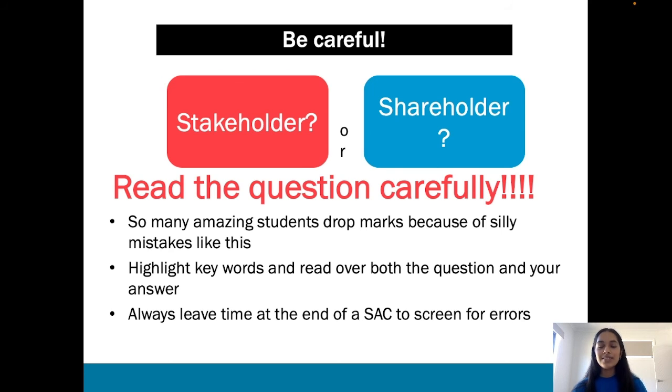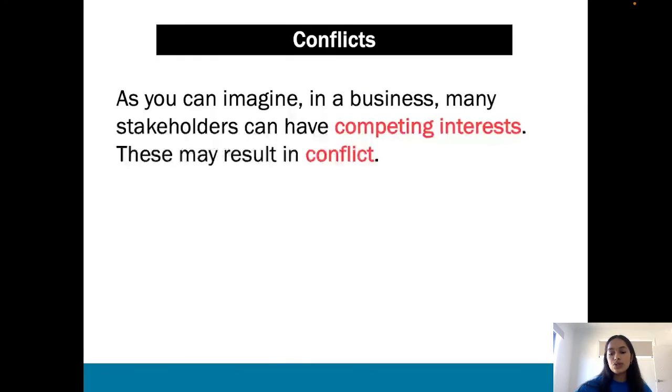You know both the terms, but just because of the condition, the pressure, you make that silly mistake. So something that you could do to avoid that is highlighting keywords, making sure you're circling keywords, and reading over both the question and your answer. At the end of your SAC, or even once you finish completing the answer, just reread over it to make sure that you're answering the question, and you're not making any mistakes that could potentially cost you marks. Always leave time at the end of the SAC to screen for errors.